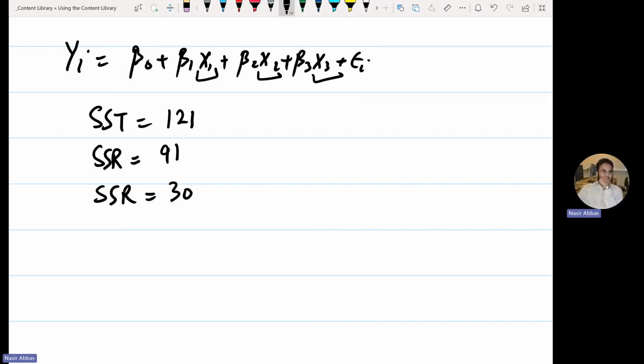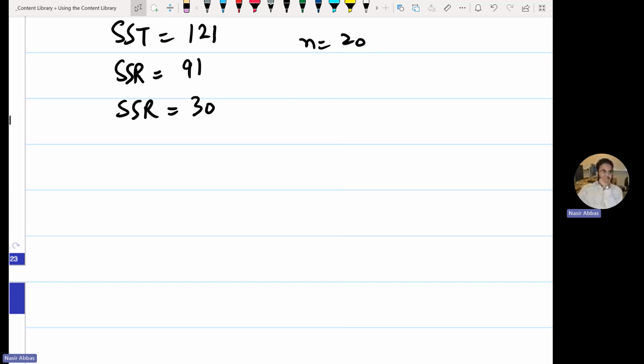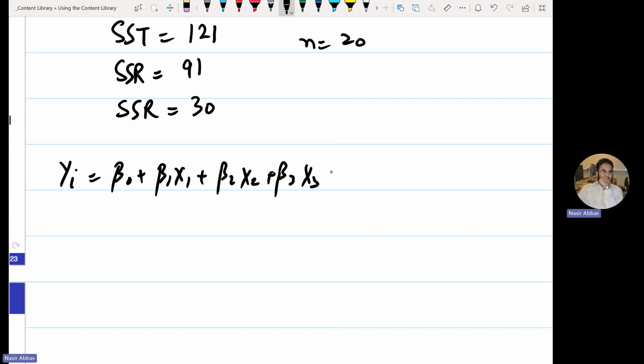Let's say we gave you this output. Let's say the sample size is 20. Then I want to add 2 more features to this model. Suppose I want to add the starting letter of your name and your room number. So the model will become beta naught plus beta 1 x1 plus beta 2 x2 plus beta 3 x3 plus beta 4 x4 plus beta 5 x5 plus epsilon. I want to add 2 more features to the model.